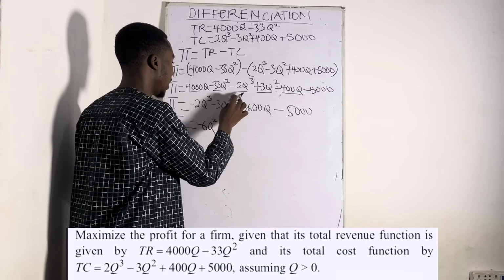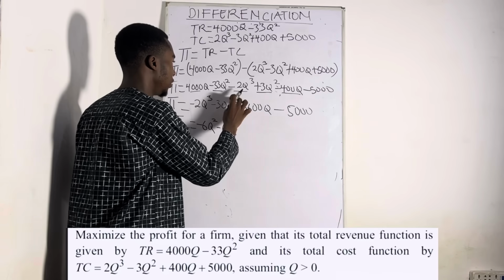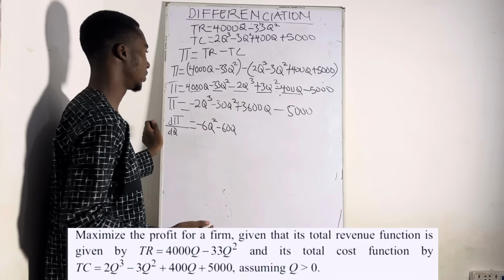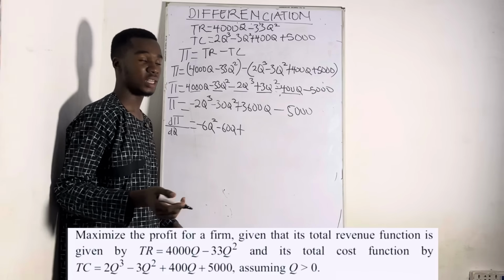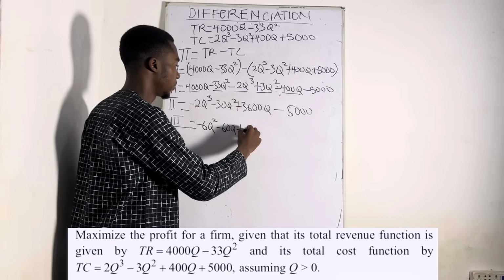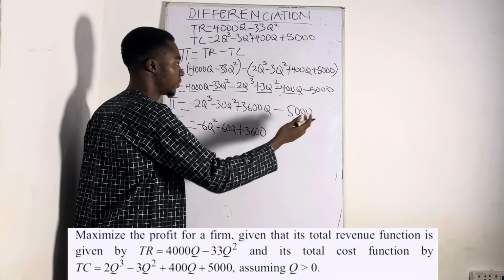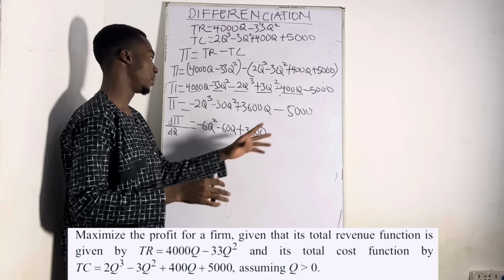So negative 30 times 2 is negative 60. So negative 60q. Then reduce the exponents by 1. So negative 60q to the exponent 1 is the same as negative 60q. Plus 3600q. So for 3600q, we assume that the q is not there. So plus 3600. You get it. Then the negative 5000. Anytime you have only a number and you are differentiating it, it becomes 0.